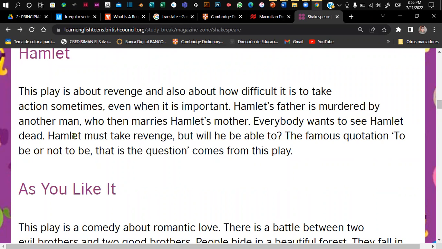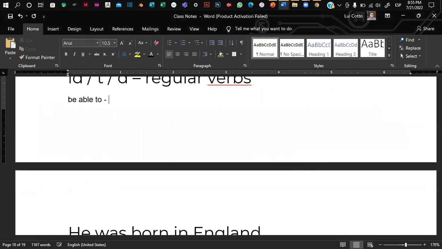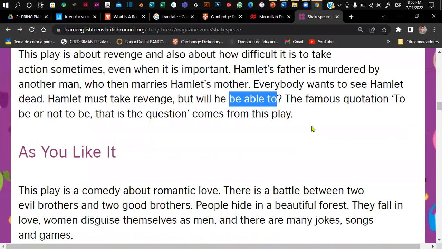Okay, everyone to see Hamlet's. Repeat, Anna. Dead. Okay, dead. Hamlet must take revenge, but will he be able to? Pero podrá, así dice acá. Be able to is a verb. Be able to. This is a verb. Be able to means poder. Poder hacer algo. That is the meaning. Be able to. Okay. Continue.